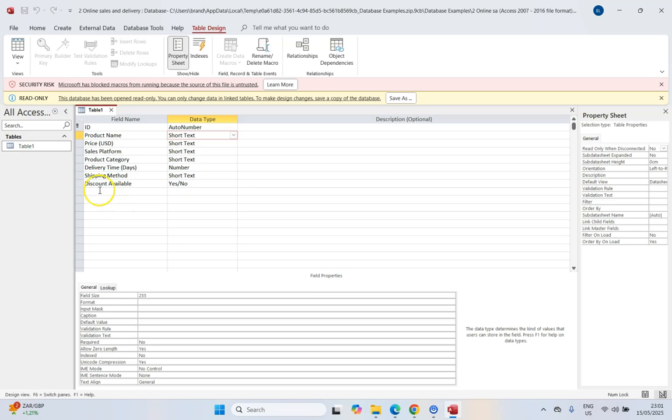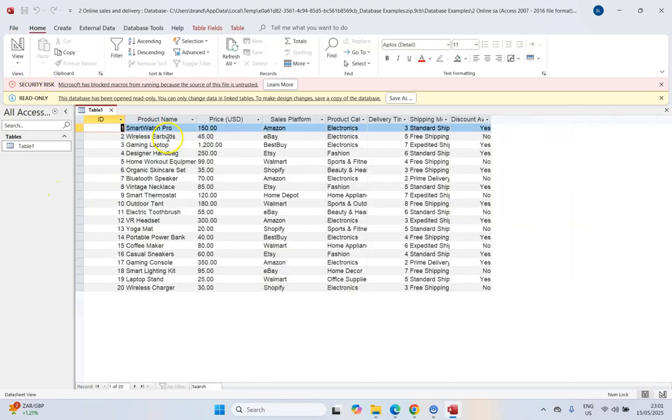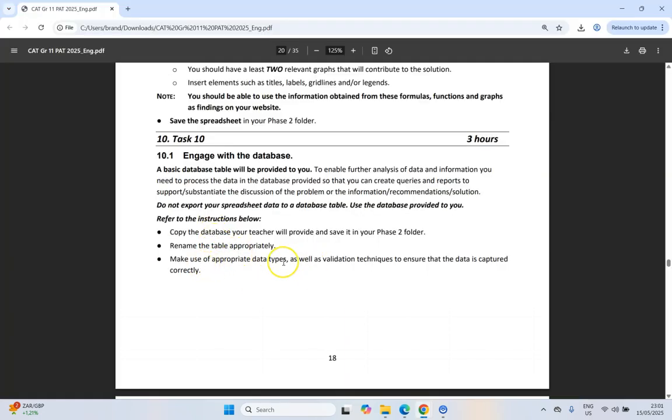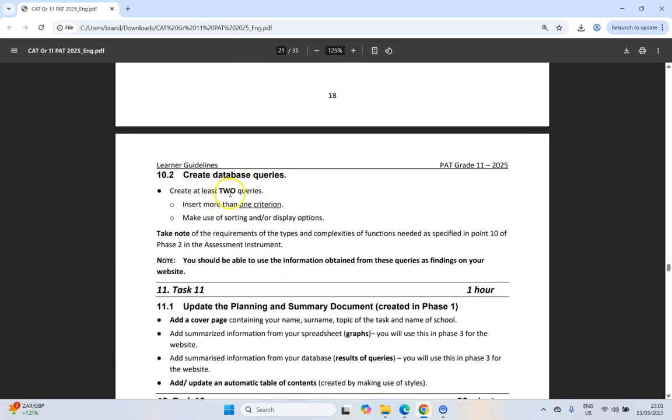And then you're going to be using queries on that data. When you are choosing your database, make sure you look at the information, go, yes, I can do some queries on this, find out how many people had a discount available, finding the average price of items, maybe finding the average price per category, things like that. Information that you can then talk about in your summaries. You're going to rename it, change the fields, and you're going to create at least 2 queries, and they give you details about what those queries must be.